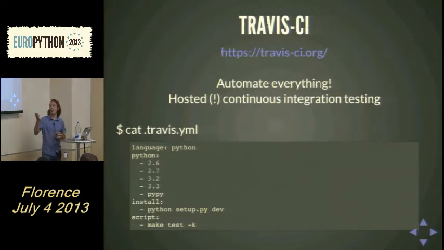And this is basically the config file that you have to set up. So you say language Python, you specify which versions you want to test, and then you specify the install script. It's just a bash script, and the script, which is basically the testing part. So I will explain how the last two work in my projects. And you commit this file to your Git repository.